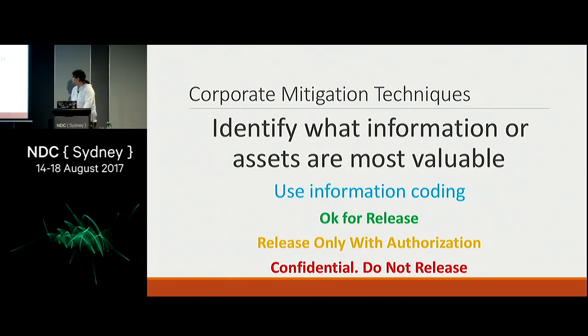We mean using information coding. If you've got documents that are marked with green, OK for release, then you know they're OK to be in the public domain. Then you could have amber, release only with authorization. If you have that on the front cover, it's an immediate flag that I can't send this document off unless I get permission from someone higher up in the company. Right the way down to red, which is confidential, do not release. These are very sensitive commercial documents which should never leave the building. But just by doing a very simple thing, information coding all of your documents on the front page, it becomes very obvious what you can and can't do with those documents.